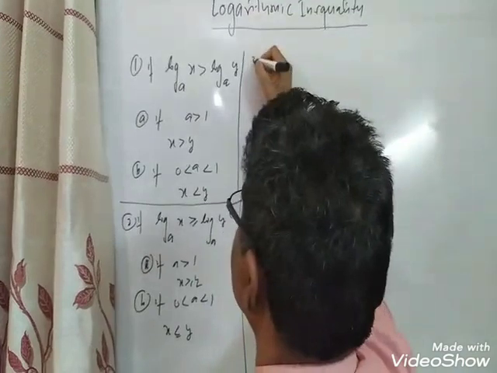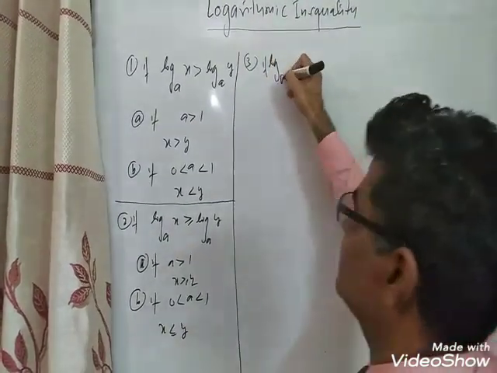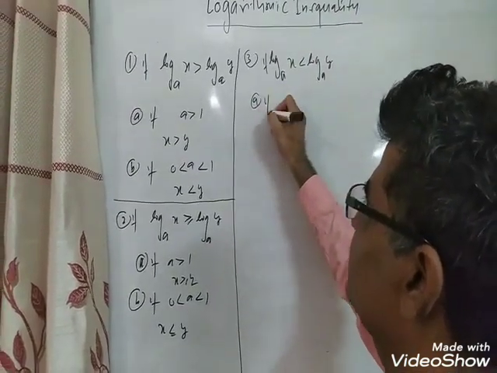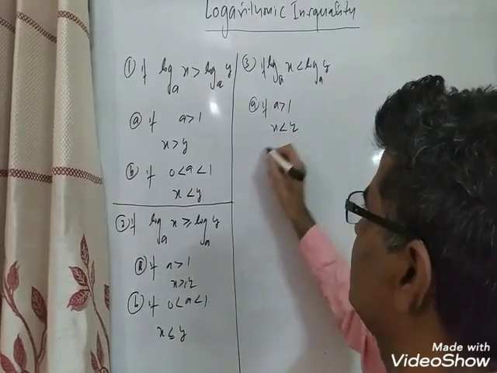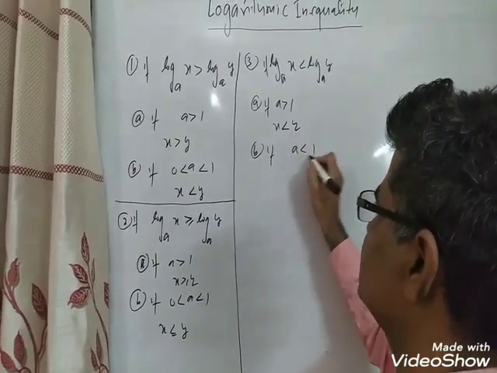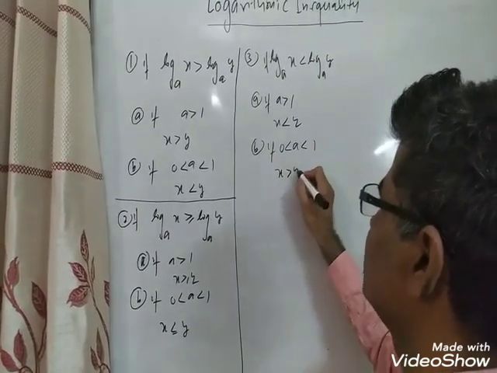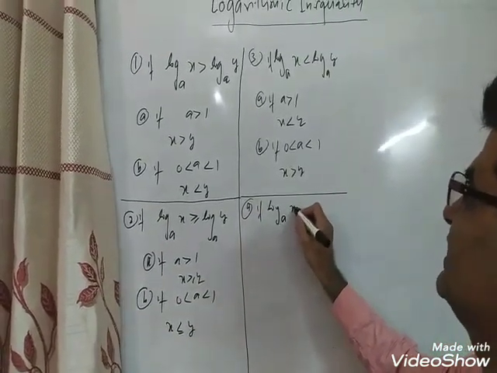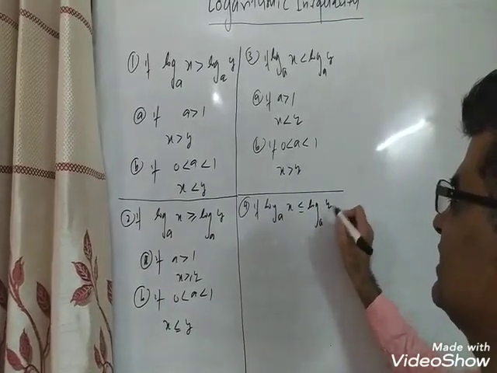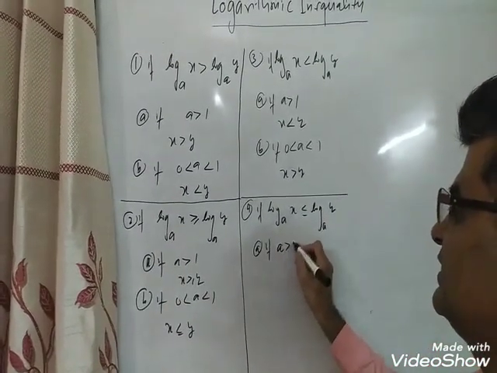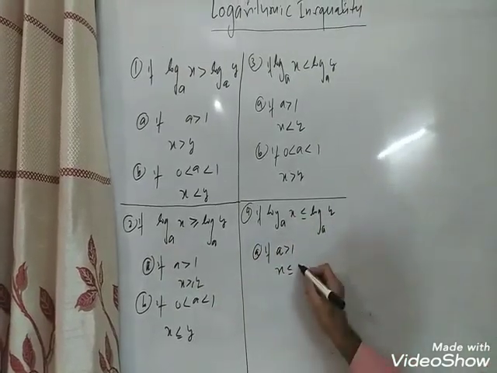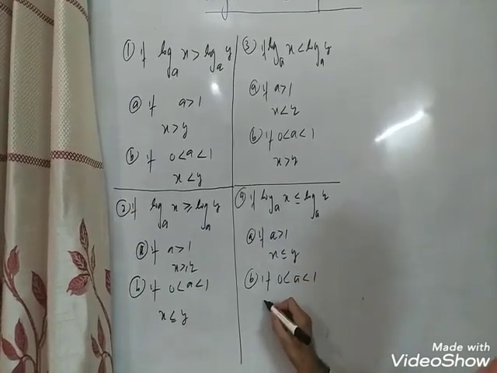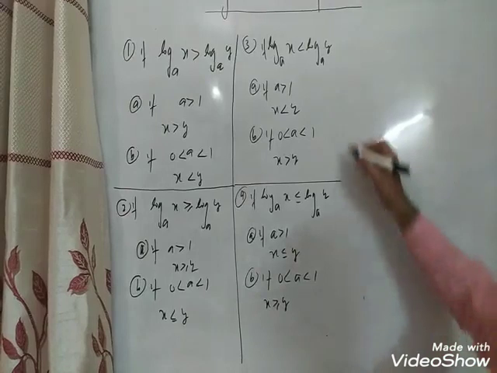Similarly, in the third case, if log a x is less than log a y, if a is greater than 1, then x will be less than y, and if a is less than 1 and greater than 0, then x will be greater than y. Fourth case, if log base a x is less than or equal to log base a y, and if a is greater than 1, there is no change in the inequality in the index. While if a is less than 1 and greater than 0, then x will be greater than or equal to y.